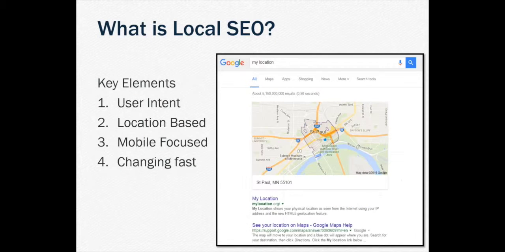So some key elements of local SEO. It's important to think of search, if you think of Google as the search engine, as them trying to provide the most relevant answer for a searcher. And when that search is made, they want to determine some different things. So those key elements are user intent, local location, and then it's geared toward mobile, and a lot of the layout and inputs to local SEO are changing fast. So we'll look at those real quick here.